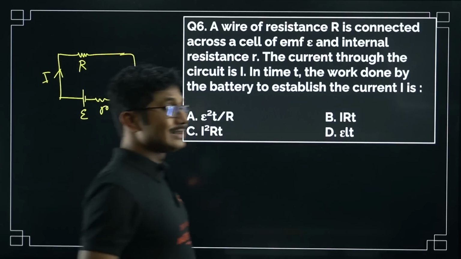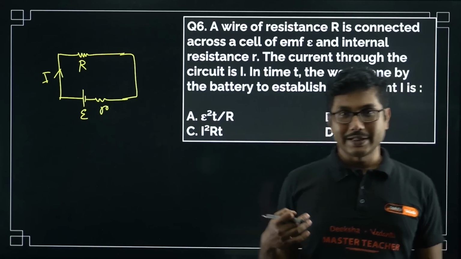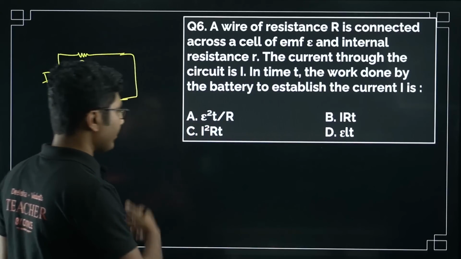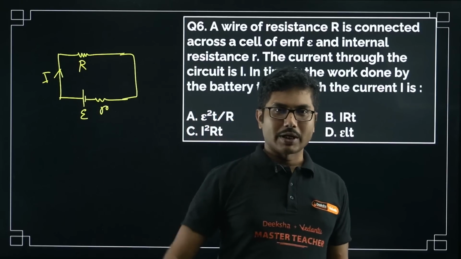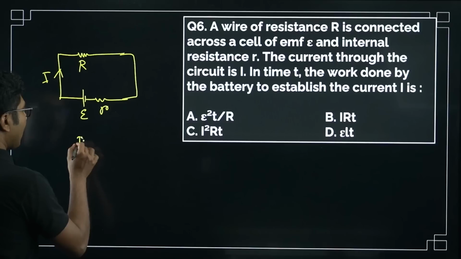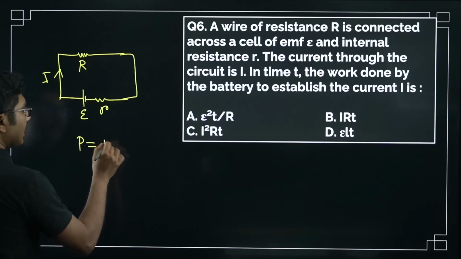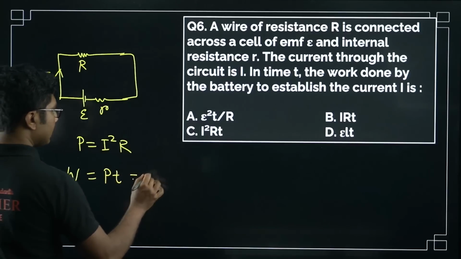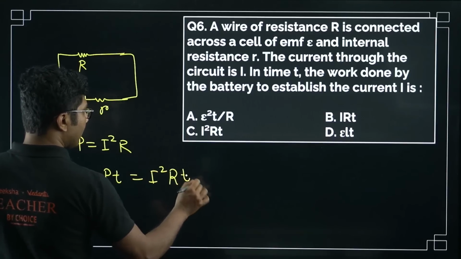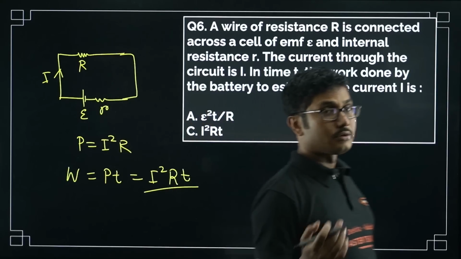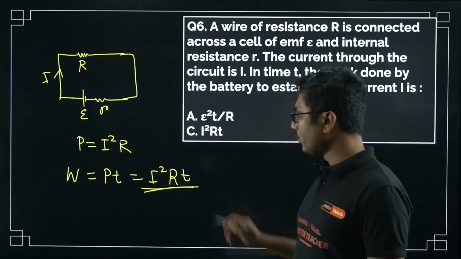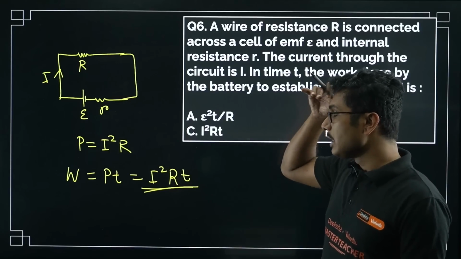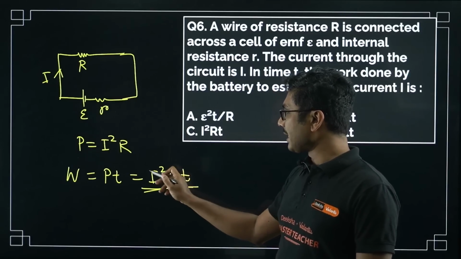Now what is the power of a circuit? Power times time is the work done. There are a lot of different formulas, but here we will use I square R. So the work done is power into time, that is I square RT. You can remember it as Joule's law of heating, the same formula for work done. Why are we using this formula? Because in this formula the current is given directly. Current is given to us.